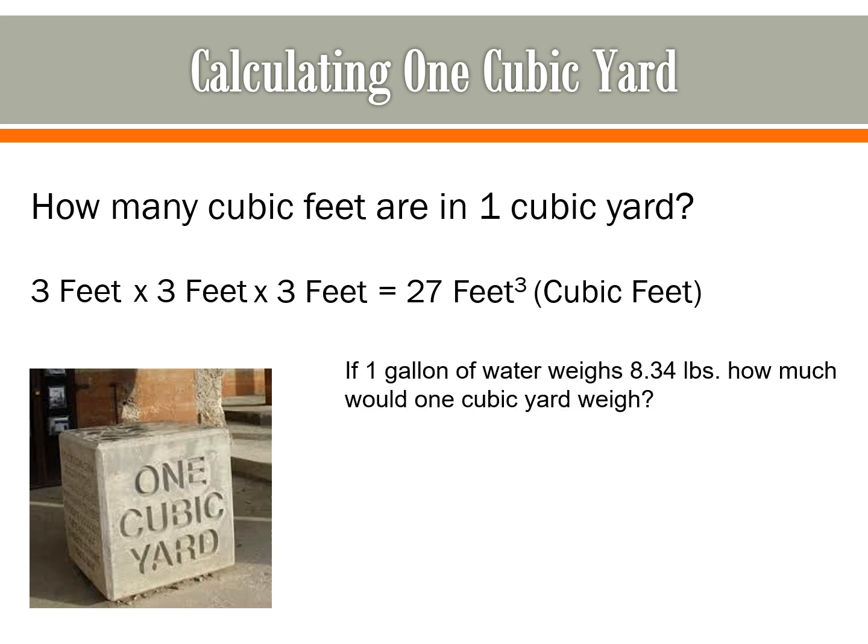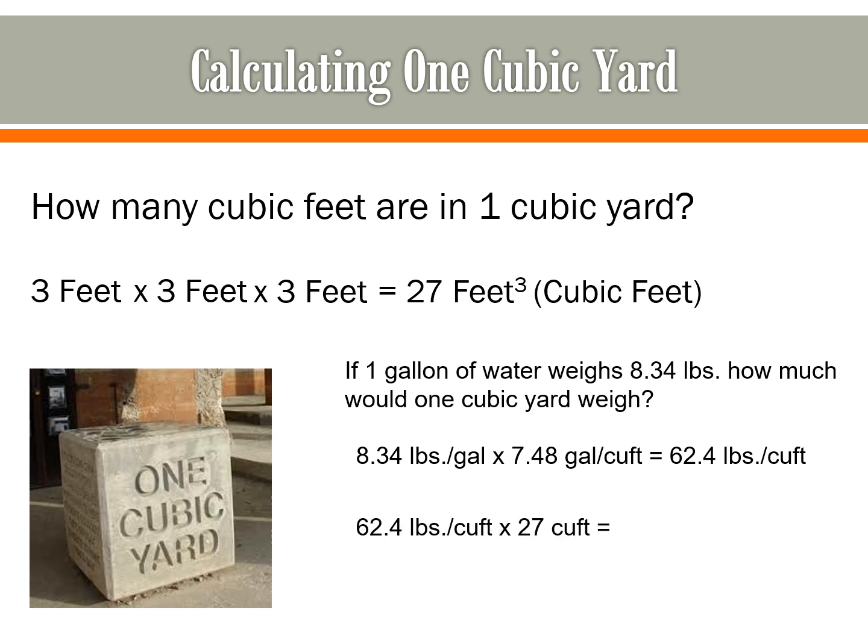So if 1 gallon of water weighs 8.34 pounds, how much would 1 cubic yard weigh? Well, how would you solve this one? You would take 8.34 and multiply that by 7.48 gallons per cubic foot, which would give you 62.4 pounds per cubic foot. And then you could multiply that by 27 cubic feet. You get 1,684.8 pounds. Much heavier than anyone could lift.